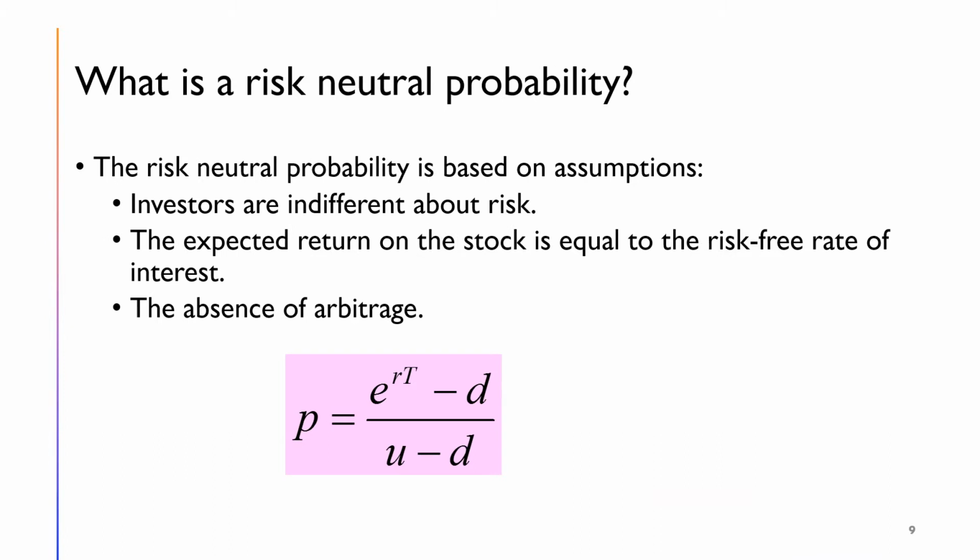What is a risk-neutral probability? The risk-neutral probability is represented by symbol P. The risk-neutral probability is based on three assumptions. First, investors are indifferent about risk. Second, the expected return on the stock is equal to the risk-free rate of interest, which is very minimal. Third, the market is in equilibrium. There is no opportunity for arbitrage.